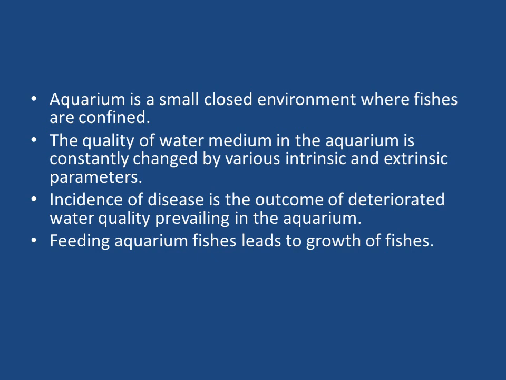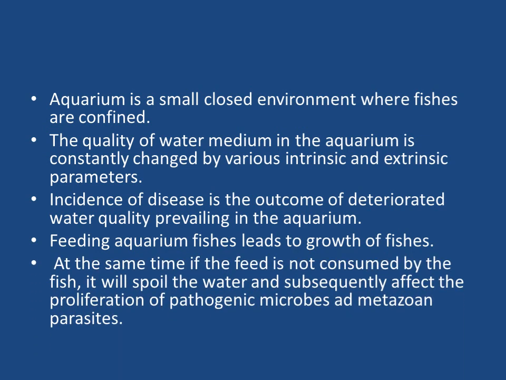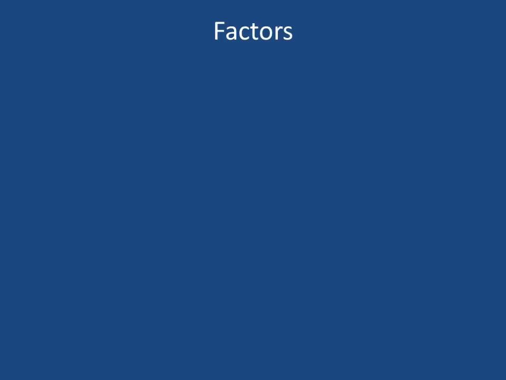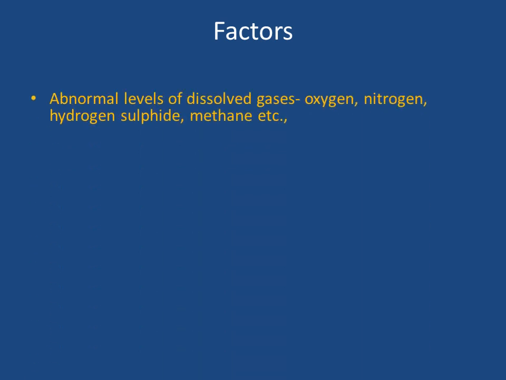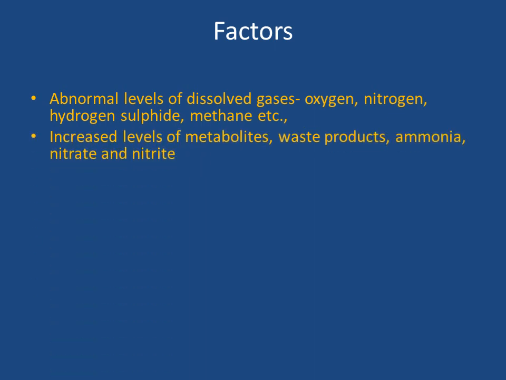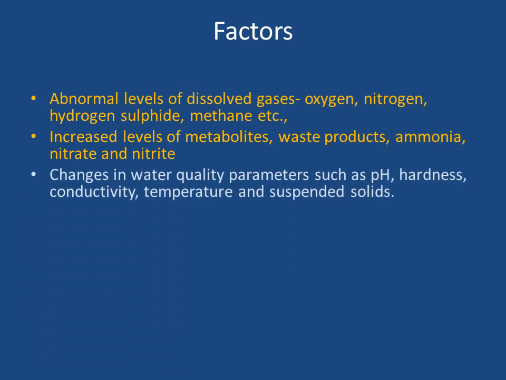Feeding aquarium fishes leads to growth of fishes. At the same time, if the feed is not consumed by the fish, it will spoil and become a ration for pathogenic microbes. The factors involved in causing the disease are abnormal levels of dissolved gases, especially oxygen, nitrogen, hydrogen sulfide, methane, etc. Increased levels of metabolites, waste products, ammonia, nitrate, and nitrite.